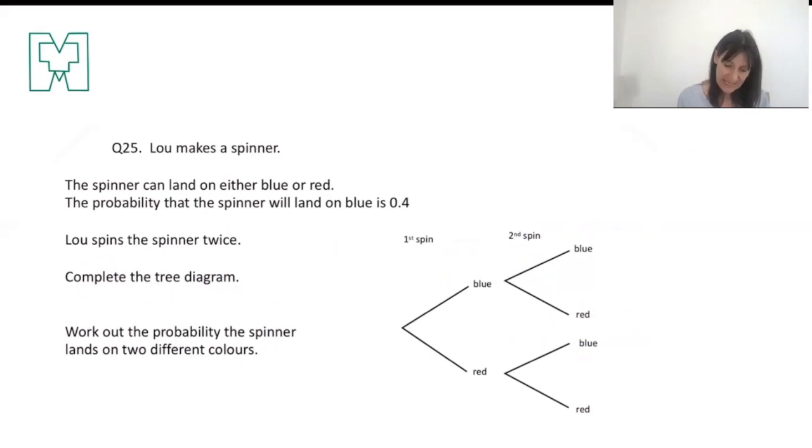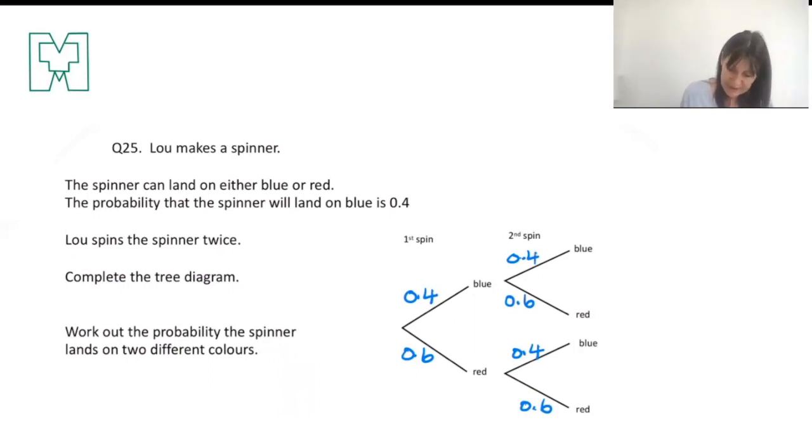Okay, so the spinner can land on either blue or red. The probability that the spinner will land on blue is 0.4, and it's spun twice. This is a very straightforward question because the probability isn't changing. If it's going to be 0.4 to land on blue, it's going to be regardless of how many times it's spun, and 0.6 is going on for our red because they need to add to 1, don't they? Work out the probability the spinner lands on 2 different colors.